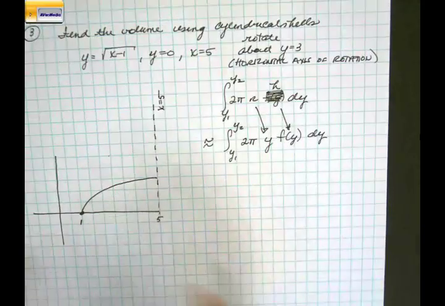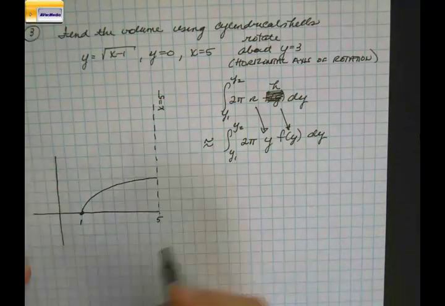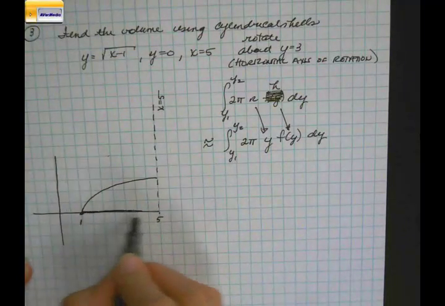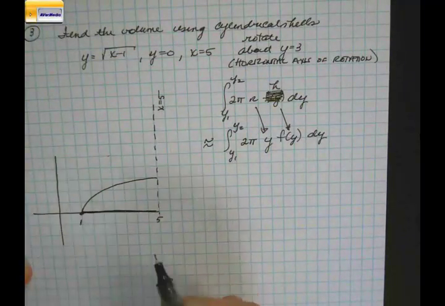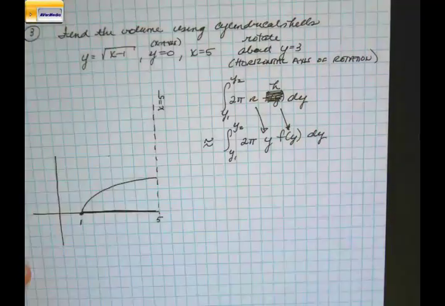So this is a 1 and this is a 5. I'm just kind of off a little bit if you really want to look at the tick marks on here. And y equaling 0 is the x-axis. So here's your region. Remember that y equaling 0 is your x-axis.